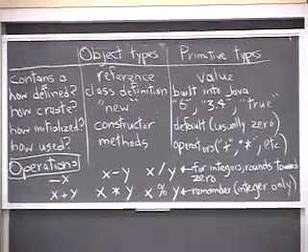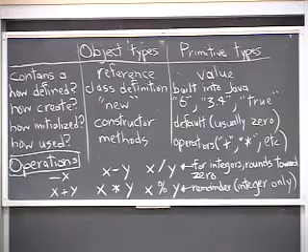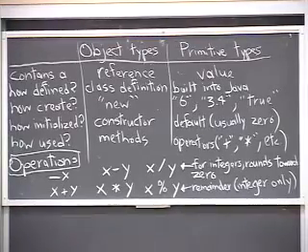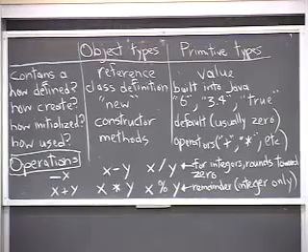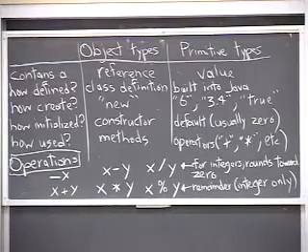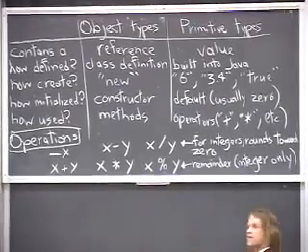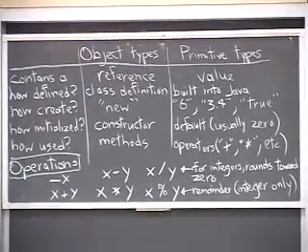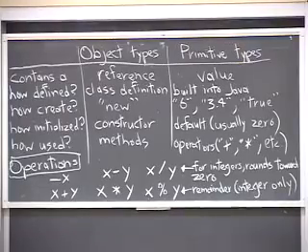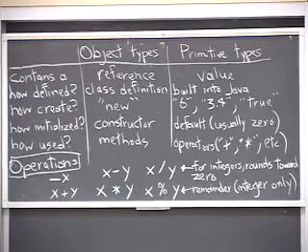Will the remainder for integers return a positive integer always? Or, sorry, the remainder will return, it depends on what x is. So if x is positive, then the remainder will be positive or 0. If x is negative, the remainder will be negative or 0.